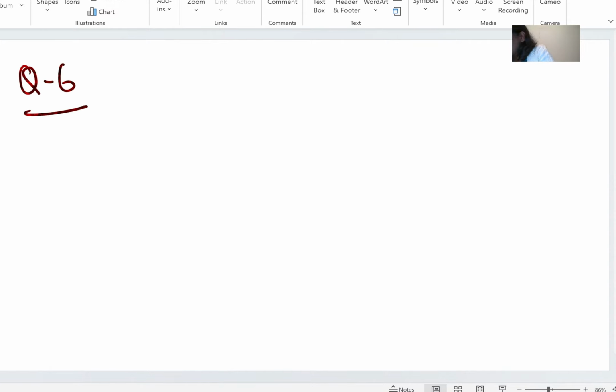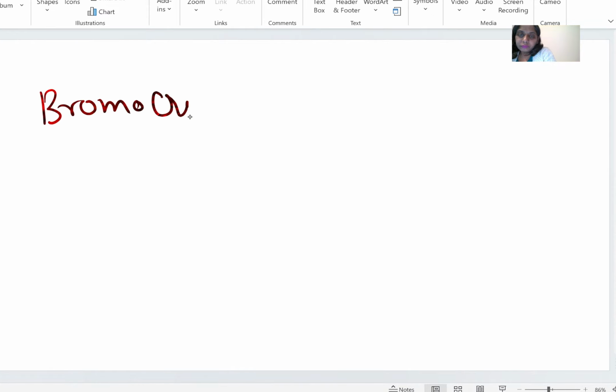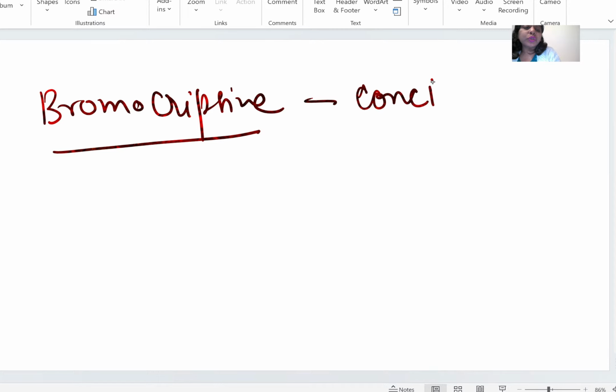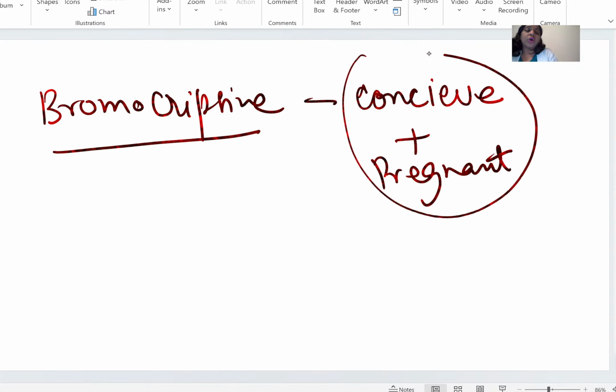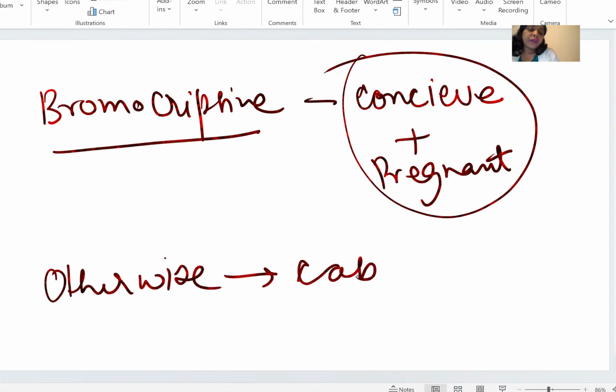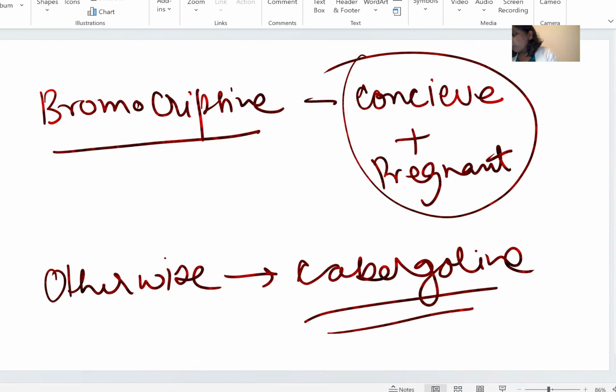Which one is better, bromocriptine or cabergoline? Let me tell you. Bromocriptine is to be chosen only if the lady is trying to conceive or the lady is pregnant. Otherwise, you will go with cabergoline. If these two conditions are not present, then you will go with cabergoline. Is it okay?